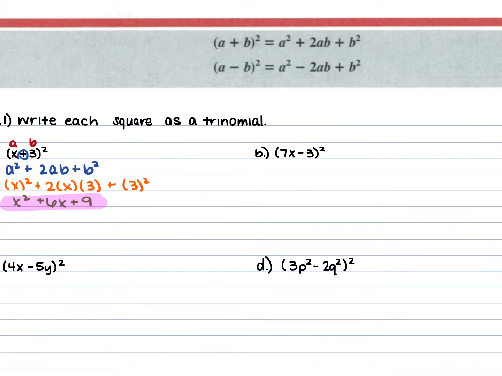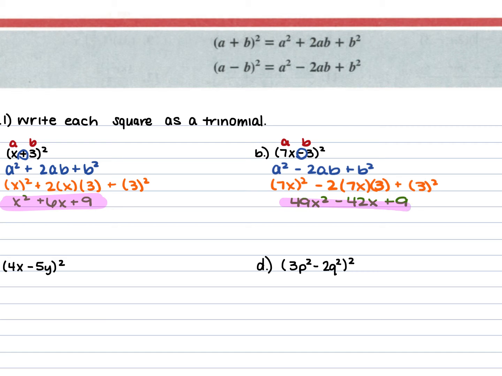For example B, we have 7x minus 3 squared. Our a is going to be the 7x, the b is going to be the 3. You have a negative between these two, so you're going to use a squared minus 2ab plus b squared. That a squared is going to be 7x to the second power, minus 2 times a, which is 7x, times b, which is 3, plus 3 squared. The 7x to the second power is 49x squared. Negative 2 times 7x times 3 is negative 42x, and 3 squared is a positive 9. So we have 49x squared minus 42x plus 9.